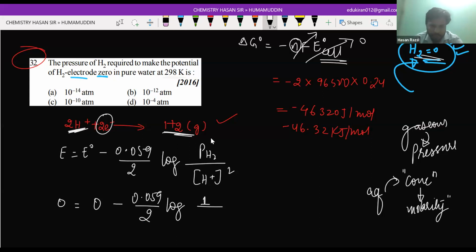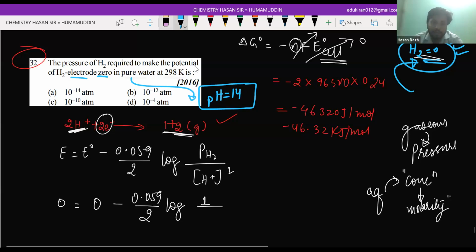Okay, not a problem. Now see, since it is pure water, do you know what pure water means? Pure water means the pH of that solution will be neutral. 14 is neutral? Sorry, pH will be 7. That will be neutral. Yes or no? Yes, sir.